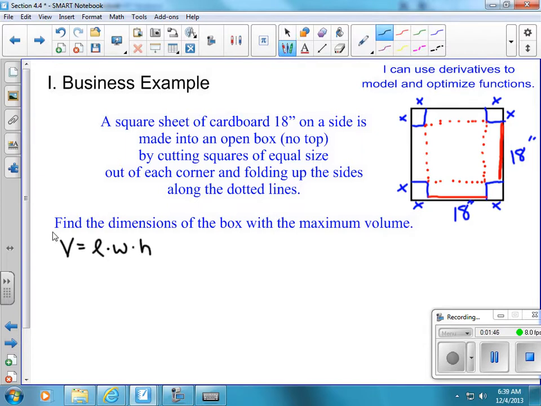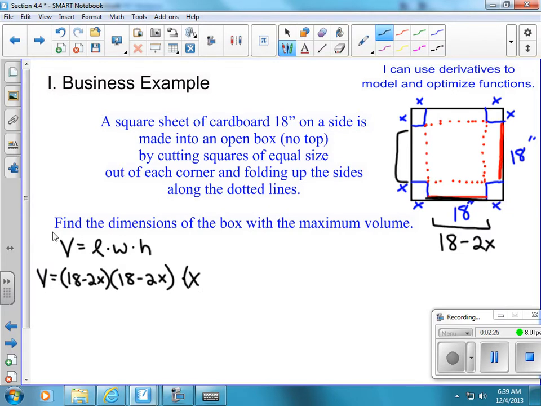So we are going to take the measurements of this box. Now, the height is x because you're going to fold up the sides. The one side here is this red line right here, which I've just made black. 18 inches is the entire length. So that side is 18 minus 2x. That's what this little bit is. And the same thing on the other side too. So the length and the width are the same measurements. So volume equals (18 minus 2x) times (18 minus 2x) times x.